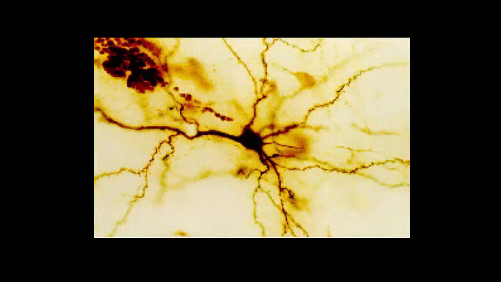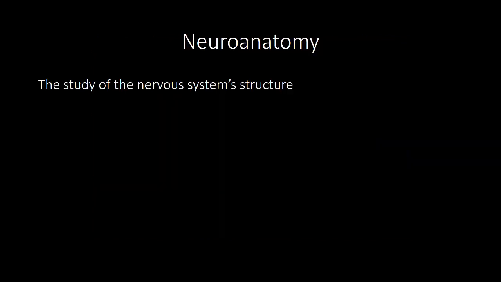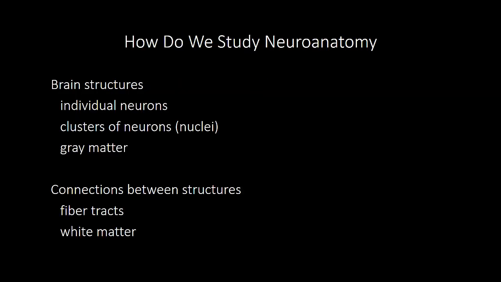In this, I'm going to spend a little bit of time talking about these guys. I'm going to talk about some of the techniques we use to study these and some of the basic neuroanatomy we've learned from that. Neuroanatomy is the scientific study of the nervous system's structure. That's it. How do we study neuroanatomy?